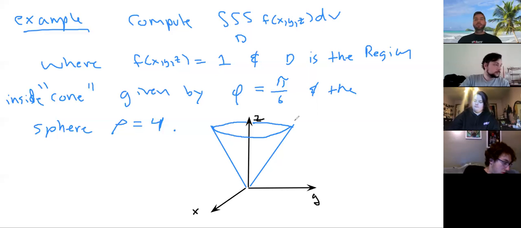So this is my cone. Again, ice cream cone. We can sort of try to give it the illusion that it's three-dimensional.